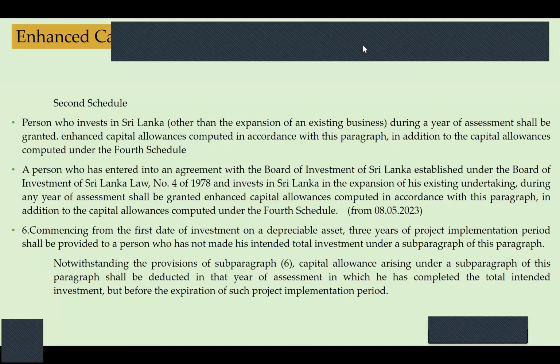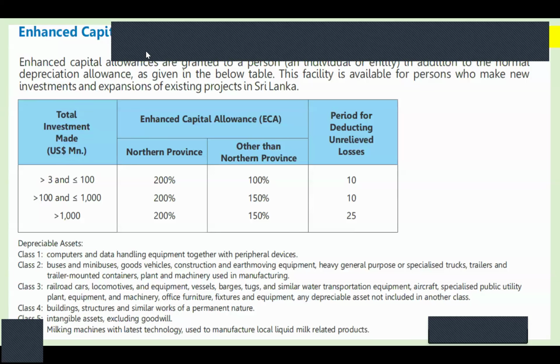So normally we grant normal capital allowances during several years of assessments. But if it is an enhanced capital allowance, we grant it in the first year of assessment. That means after finalizing the total investment requirements. So these are the investment requirements.